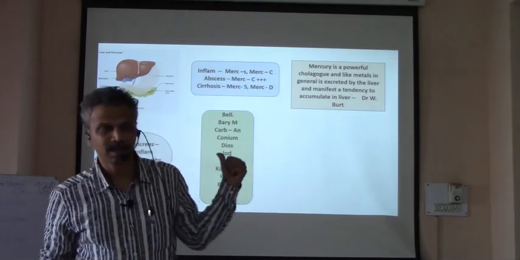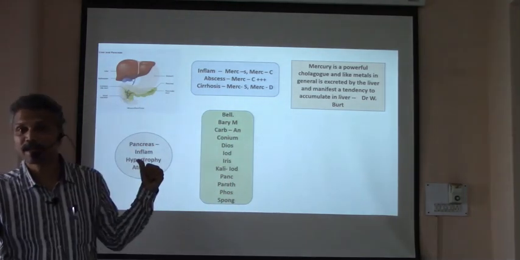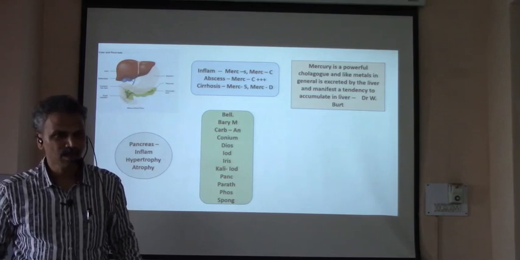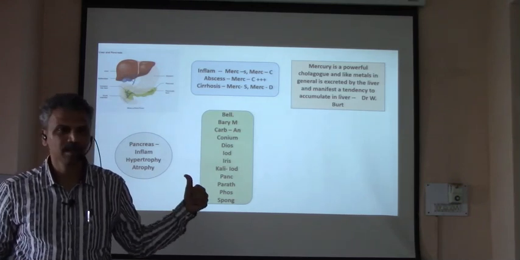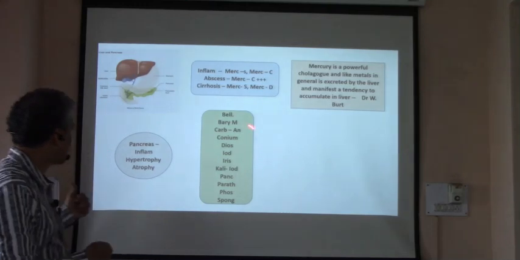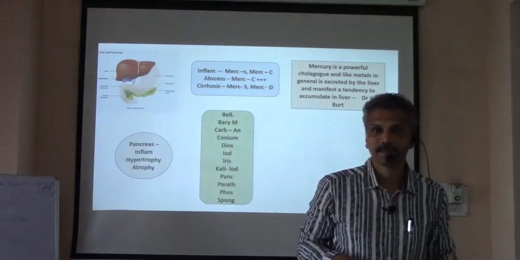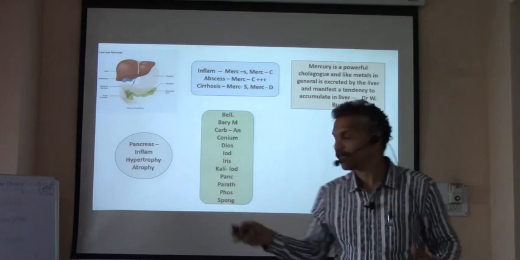Conium, like belladonna, it is for acute pancreatitis. When they have sudden vomiting, sudden loose stools, pancreatitis, you can think of conium. Conium is the remedy mentioned in your repertory under acute pancreatitis, not belladonna, okay?